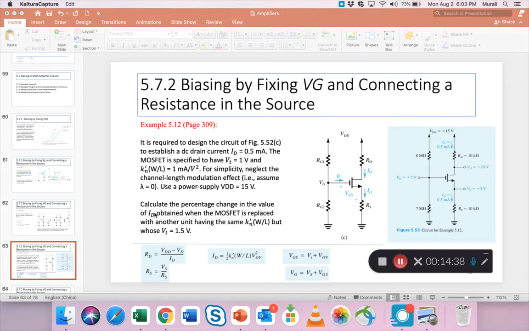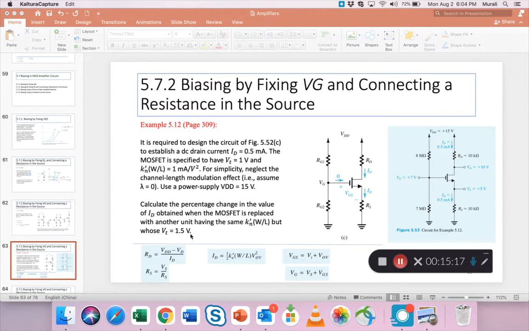Calculate the percentage change in the value of ID obtained when the MOSFET is replaced with another unit having the same Kn prime WL, but VT has changed. So the VT was 1 volt here, now the VT is 1.5 volt here. So we have to see with this, which is a 50% increase, right, from 1 to 1.5. So will our ID also move by 50%? We hope not, because we are told this is a very good and stable biasing network. So let's see what percentage change happens in ID.